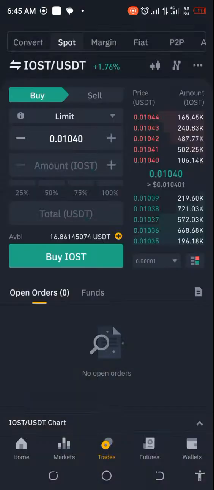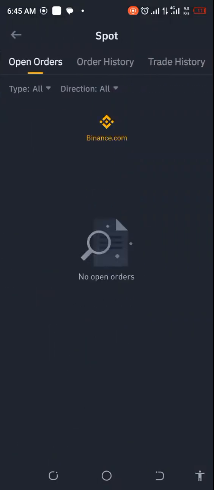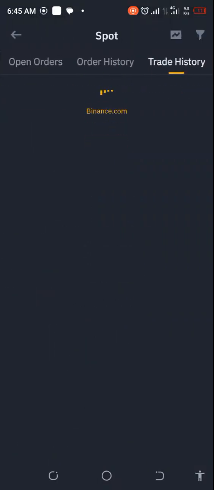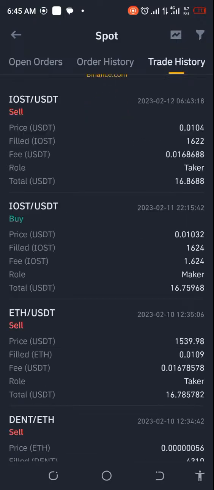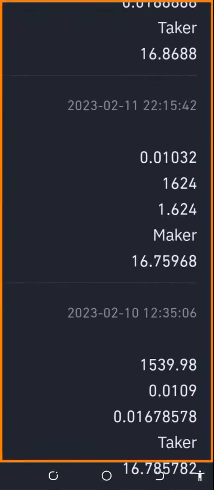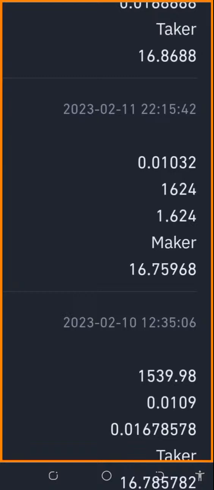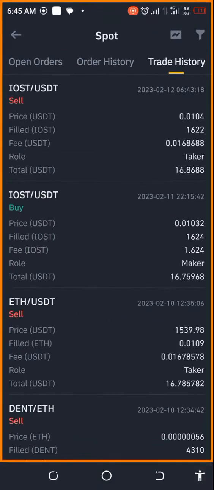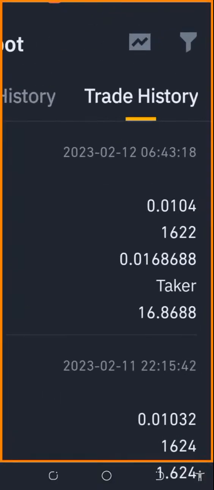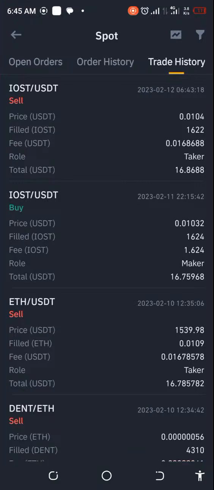Looking at the order book one more time so that you understand the concept of the boomerang strategy. Okay, so we bought it at what price? We bought it at 0.0103. Can you see that? 0.01032. And we sold it at 0.0104. So that's the concept. Get this right. We could have decided to wait for BTC to get back to 0.0104, but that would take a longer time.